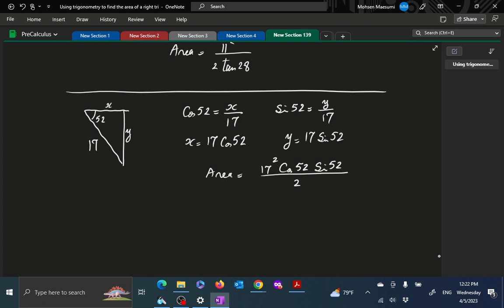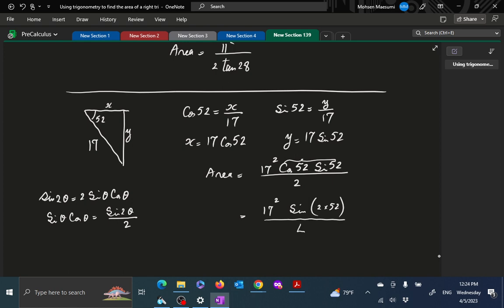If you want to apply some trig identities, I might remind you that sine of 2 theta was 2 sine of theta cosine of theta. So if you see sine of theta cosine of theta, you can replace it by sine of 2 theta divided by 2. In this case, we can replace cosine 52 sine 52 by sine of double of that angle. So I can write it 17 squared times sine of twice 52. Then I have to divide by 2, and there's a 2 here as well.